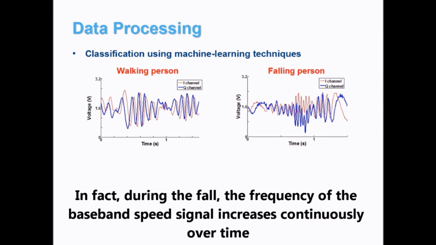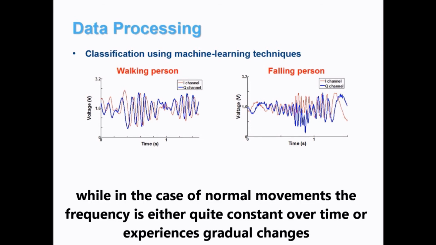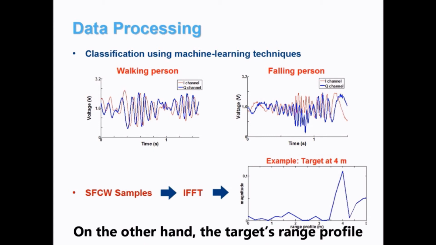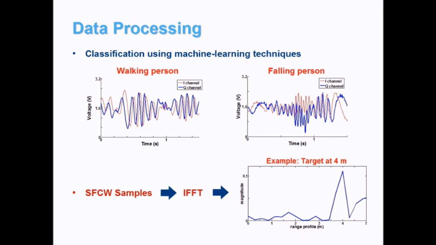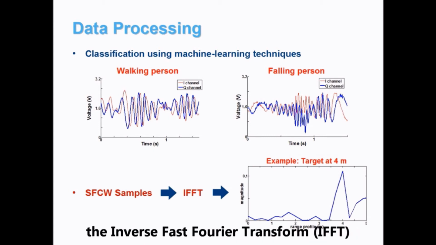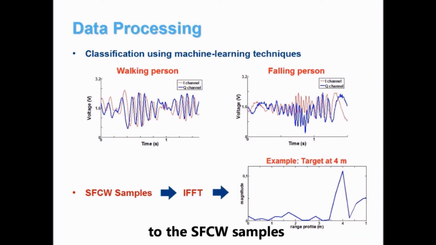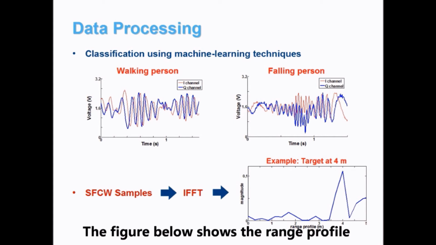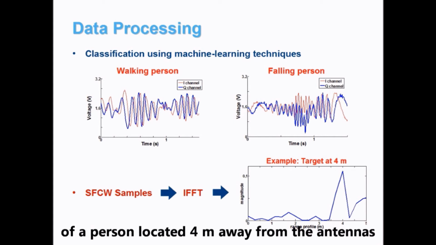In fact, during the fall, the frequency of the baseband speed signal increases continuously over time, while in the case of normal movements, the frequency is either quite constant over time or experiences gradual changes. On the other hand, the target's range profile is determined by applying the inverse fast Fourier transform, IFFT, to the SFCW samples. The figure below shows the range profile of a person located 4 meters away from the antennas.